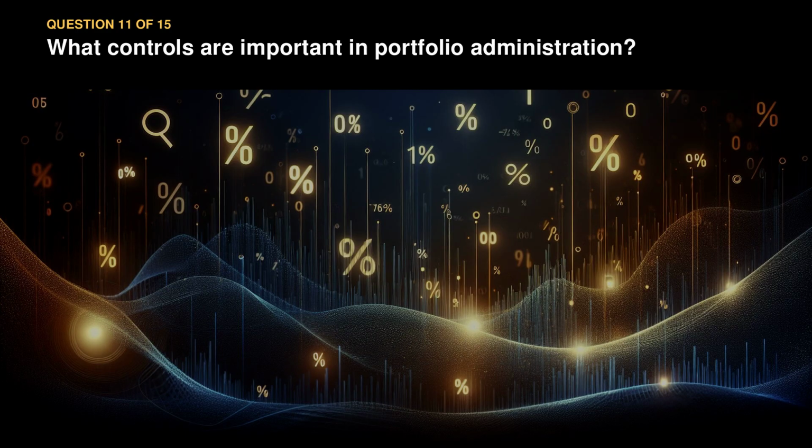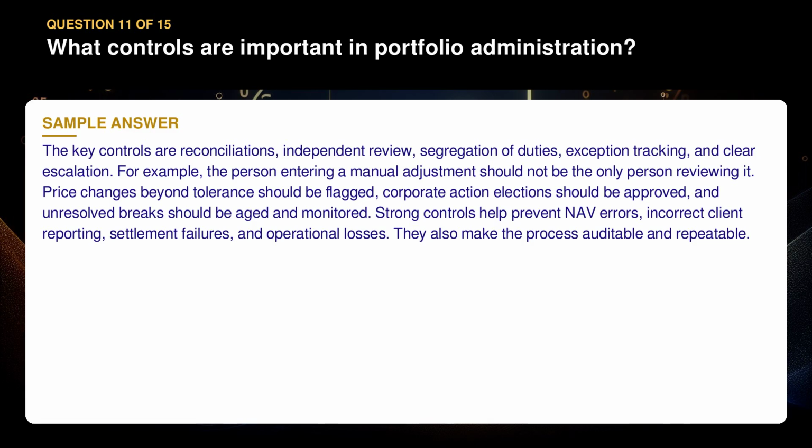Question 11. What controls are important in portfolio administration? The key controls are reconciliations, independent review, segregation of duties, exception tracking, and clear escalation. For example, the person entering a manual adjustment should not be the only person reviewing it. Price changes beyond tolerance should be flagged. Corporate action elections should be approved, and unresolved breaks should be aged and monitored. Strong controls help prevent NAV errors, incorrect client reporting, settlement failures, and operational losses. They also make the process auditable and repeatable.